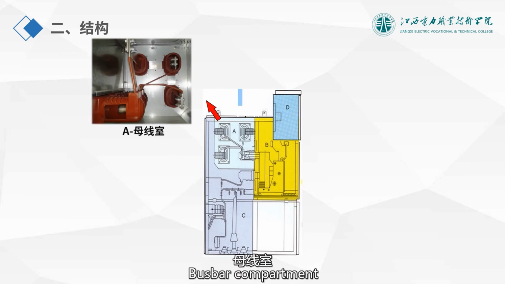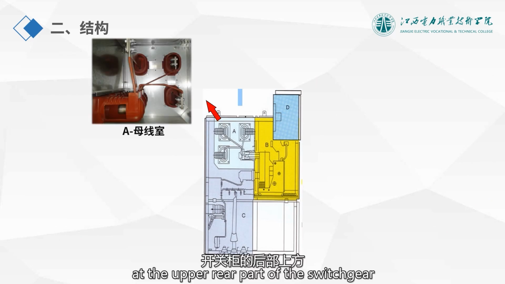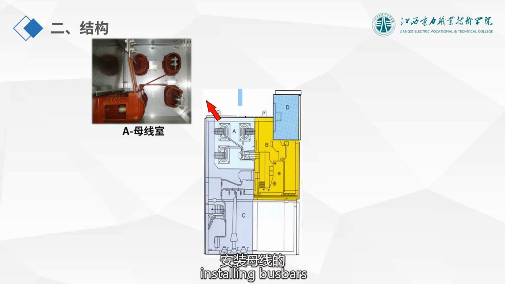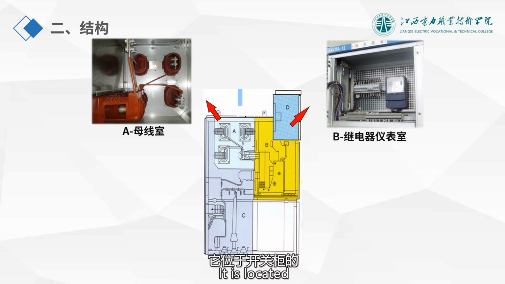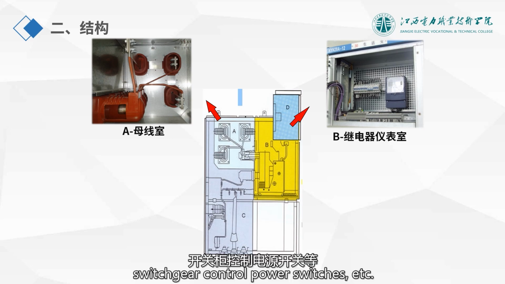Busbar compartment. It is located at the upper rear part of the switchgear, mainly used for installing busbars, a compartment space. Instrument compartment. It is located at the upper front part of the switchgear, mainly used for installing some monitoring instruments, protective relays, switchgear control power switches, etc.